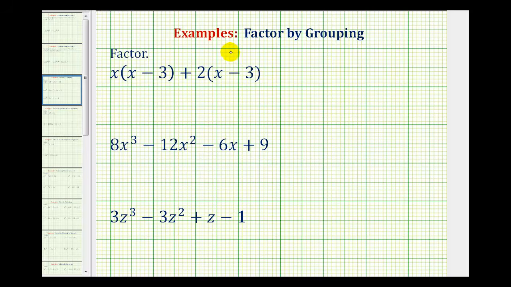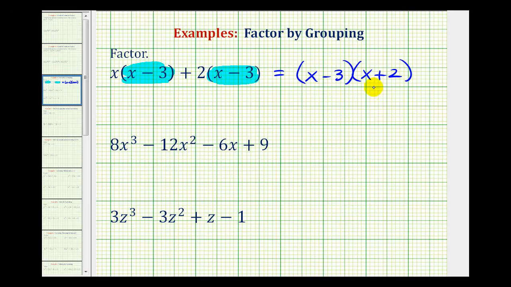Now we'll take a look at some examples of factor by grouping. When we use the grouping technique to factor, we hope that we end up with two products, as we have here, that have a common binomial factor. Notice how this product has a factor of x minus 3, and this product also contains a factor of x minus 3. So what we're going to do is factor out the common binomial factor. So our common binomial factor is x minus 3, and notice that we'd be left with x plus 2.